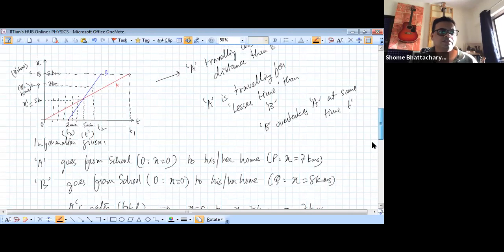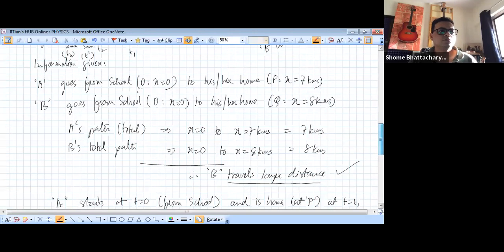So now this is all the information that we get. That A goes from school, which is the origin, to his or her home, which is the point P, which I have assumed is 7 kilometers. It's not given, but I have just made a wild assumption that this is 7 kilometers and this is 8 kilometers. Okay, this is the information in the question.